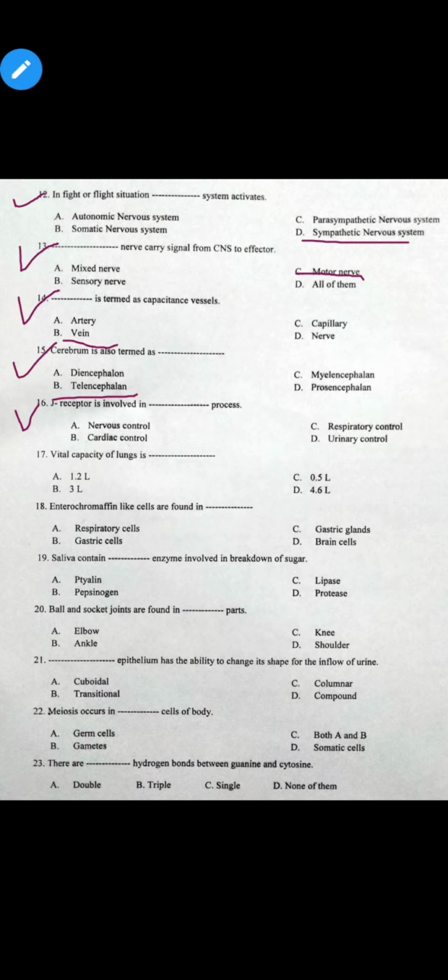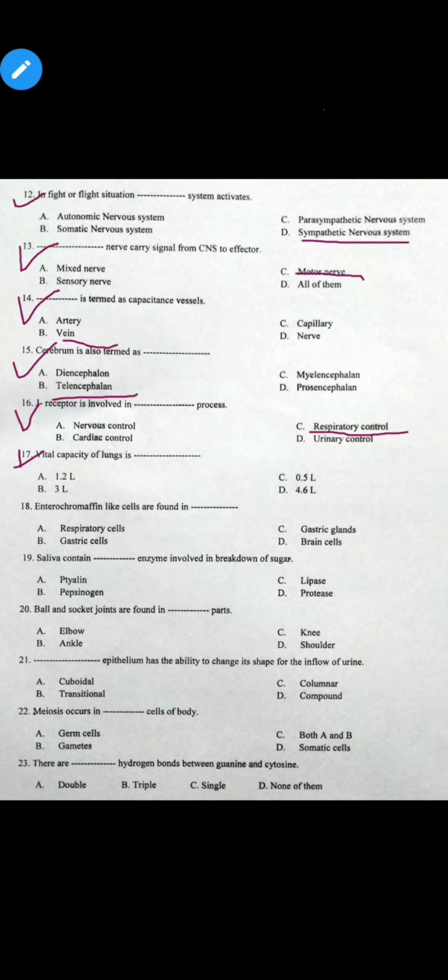MCQs number 16. J receptor is involved in dash process. Option A nervous control, option B cardiac control, option C respiratory control, and option D urinary control. So the correct option is the option C, respiratory control. So J receptor or juxtacapillary or pulmonary C fiber receptors are sensory nerve endings located in the alveolar wall in close proximity to capillaries.